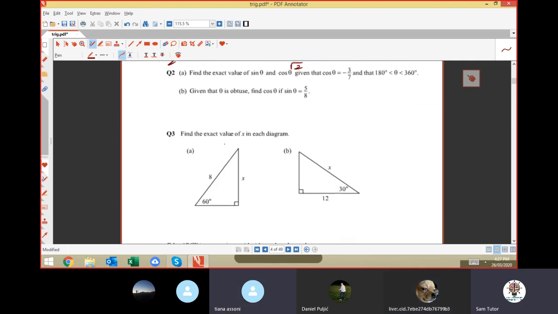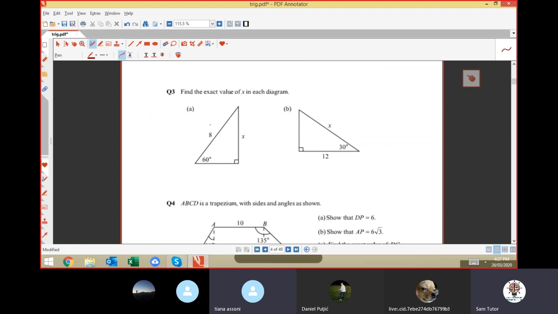That's not question 2 just yet. That's question 3. Find the exact value of x in each diagram. Are we allowed to have 0.866421334 blah blah blah? No. Exact means it has to be a fraction or a whole number or an integer, or a surd. We still remember our right angle trig identities here?